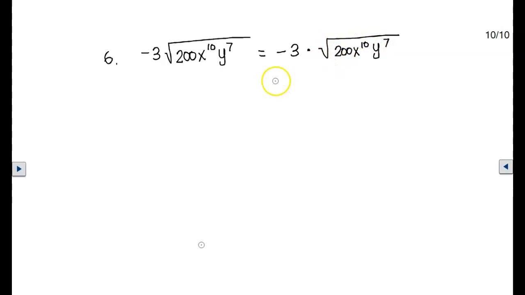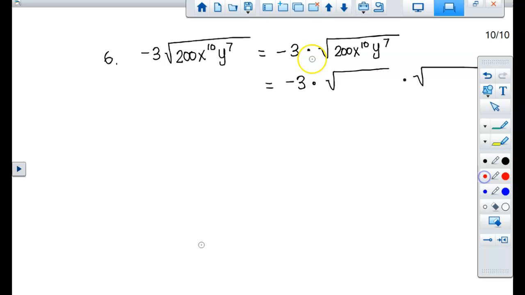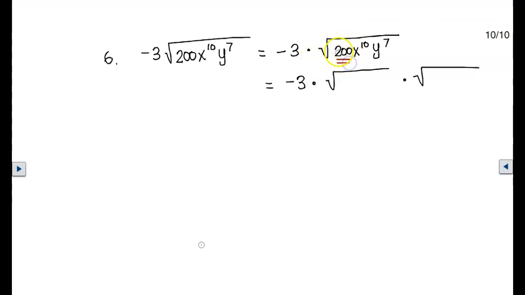Now this square root we know is going to have to be factored. We're going to factor it into 2 square roots, one of them containing perfect squares and one of them non-perfect squares. So we'll start with our 200. This is where we'll go to the list and find the biggest perfect square in that list that is a factor of 200. 100 would be the biggest perfect square I could think of. So we're going to make that 200 100 times 2. This is a perfect square. This is not.